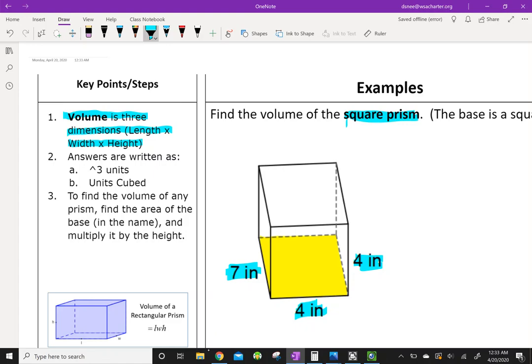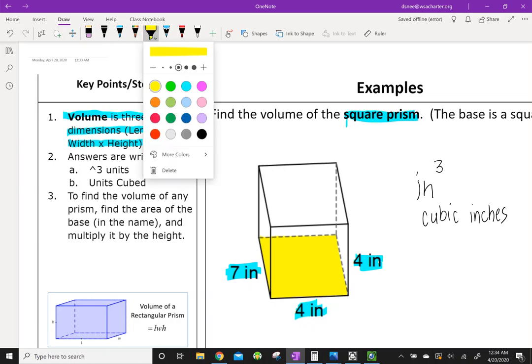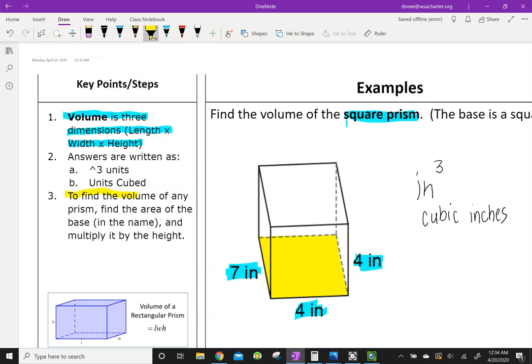It says answers are written as to the third units or units cubed. Okay, so this one is going to be inches cubed or cubic inches. That's how you would write that. Okay, and it says to find the volume of any prism, find the area of the base, which is in the name, and multiply it by the height.